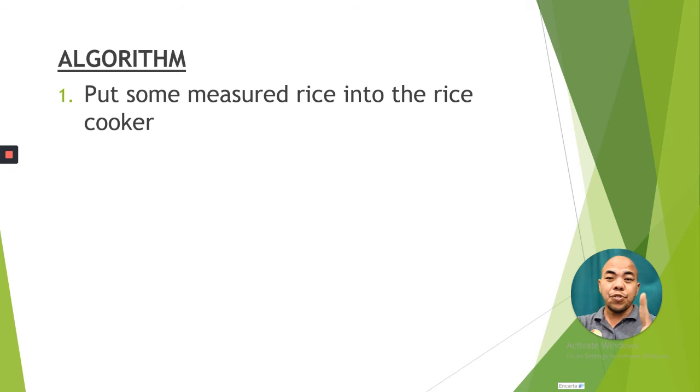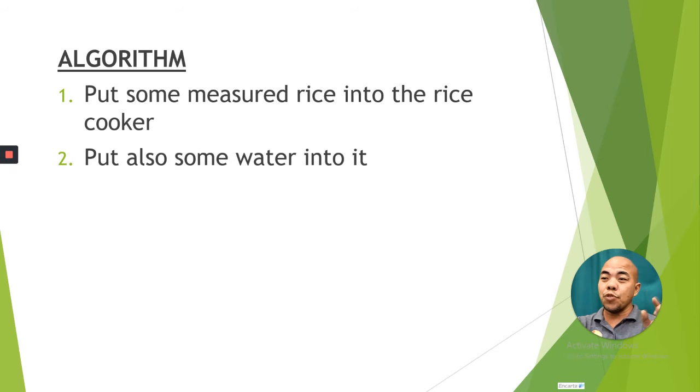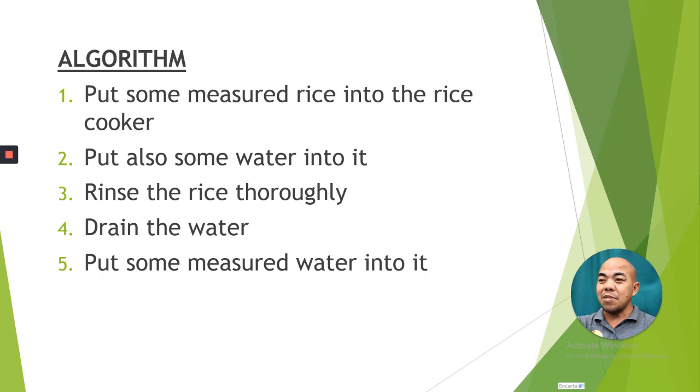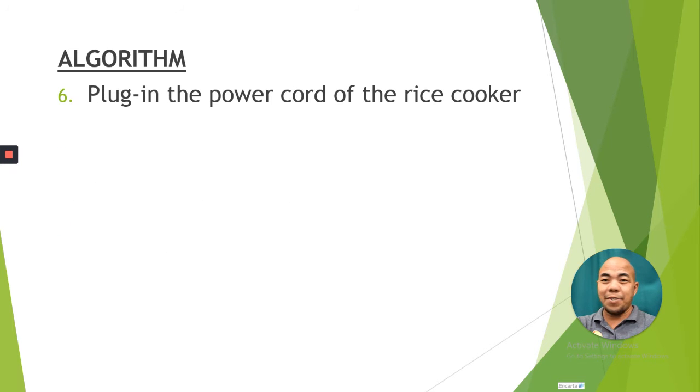So the first thing that you should do is put some measured rice into the rice cooker. Then put also some water into it. After that, rinse the rice thoroughly since there is already water. Then after that, drain the water. Then put some measured water into it. After that, plug in the power cord of the rice cooker in order for it to cook.